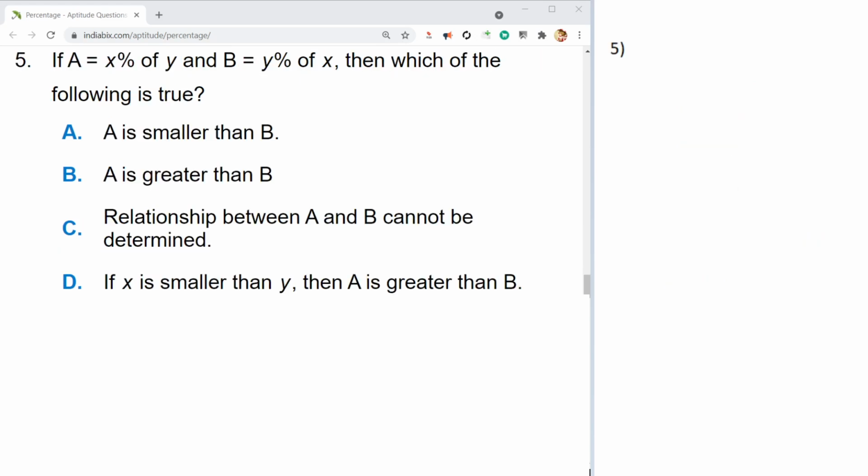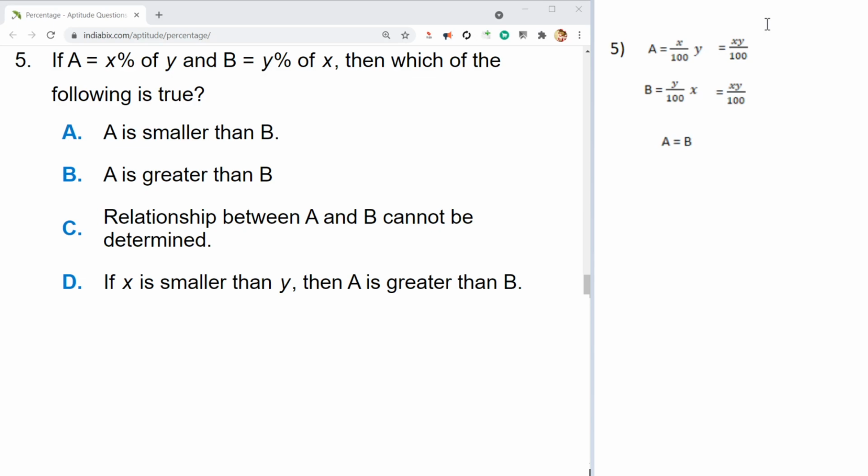Let's see problem number 5. If A equals x% of y, that means A is equal to x by 100 into y. And B equals y% of x, that means B is equal to y by 100 into x. First one we can write as xy by 100. Second one is also xy by 100. So both are equal. A equals B.